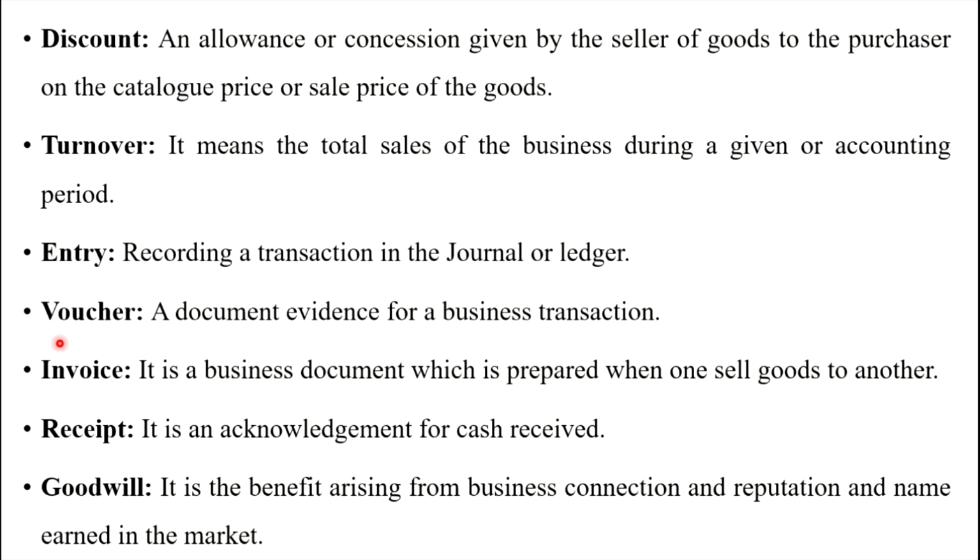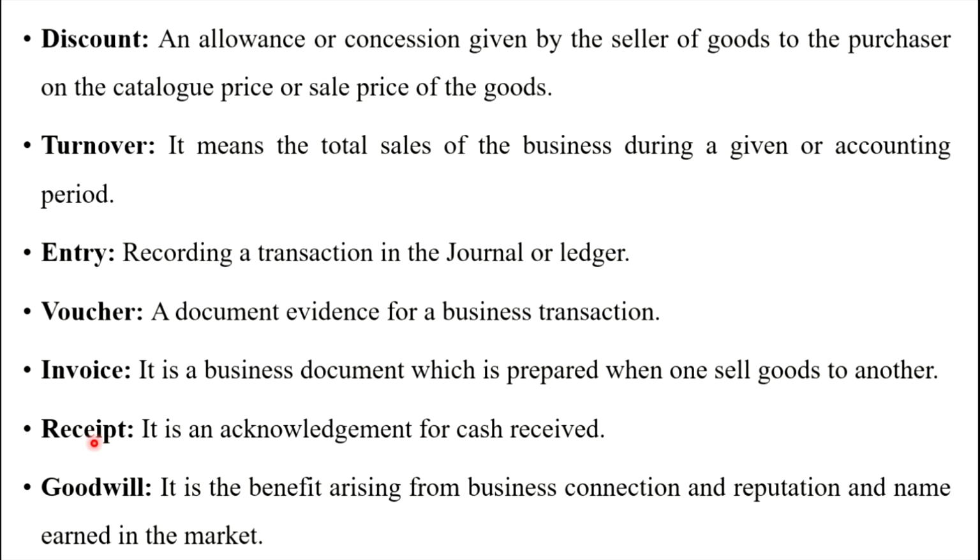Then voucher. See, to record any transaction, we require some evidence. Voucher is nothing but a document evidence for the business transactions. With the help of that voucher, we make the entry of that transaction in the journal or subsidiary books. The invoice. Invoice means what? Invoice is a business document which is prepared when one sells goods to another. This is nothing but the statement which is prepared by the seller of goods. That is called as invoice or bill.